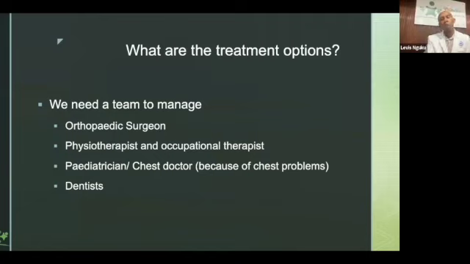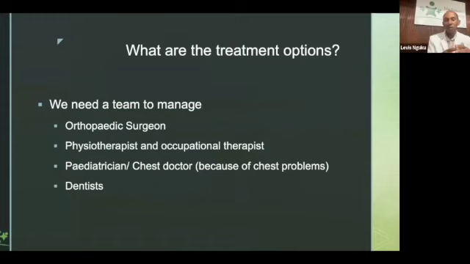So, what are the treatment options? Osteogenesis imperfecta does not have a cure. So what we do is we manage the osteogenesis. And in this management, we need a team to be able to manage it.